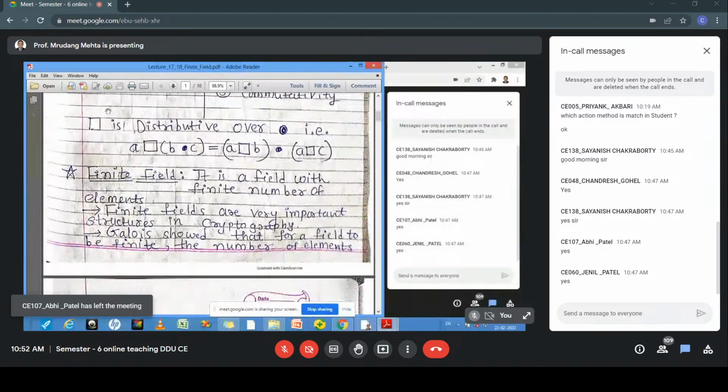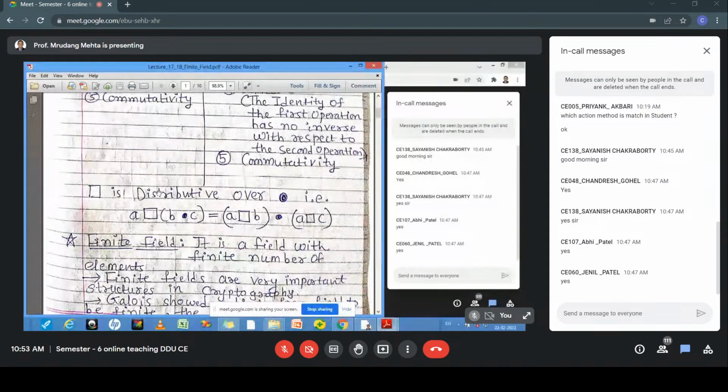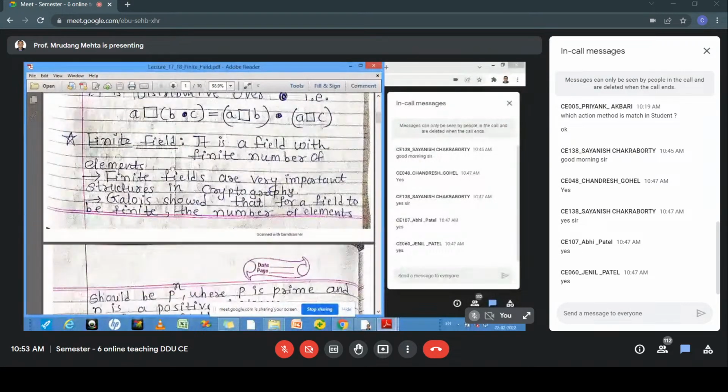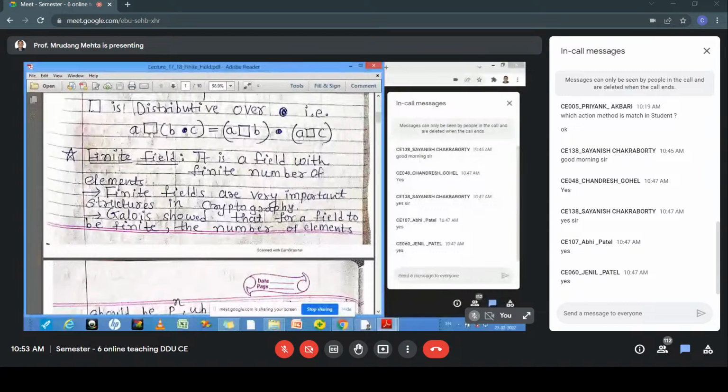Second is that the second operator is distributive over the first operator. So the distributive property is also satisfied, and that makes it a field. Apart from these five properties, the distributive property is added. So for the second operator, a ⊕ (b · c) equals (a ⊕ b) · (a ⊕ c). If it satisfies this property, then it is called a field.